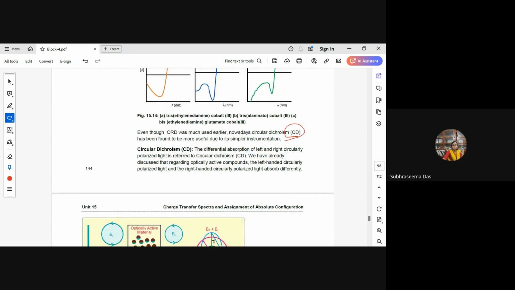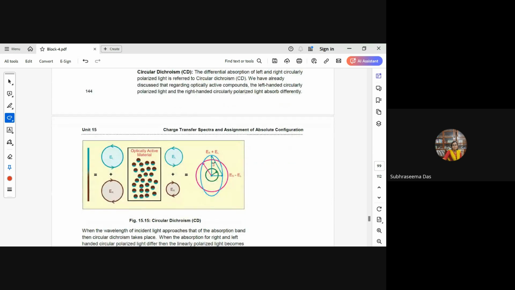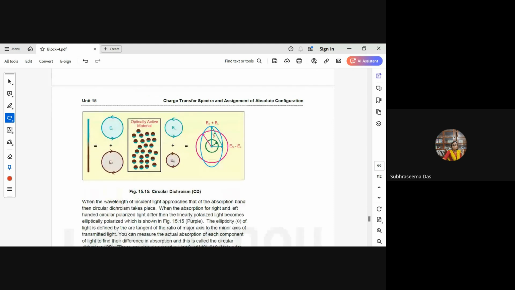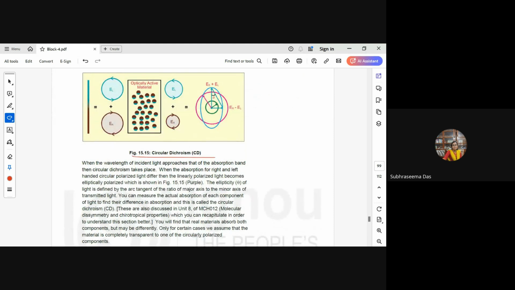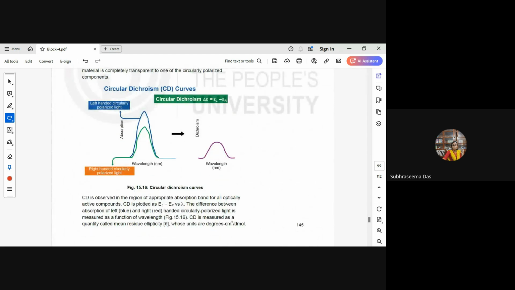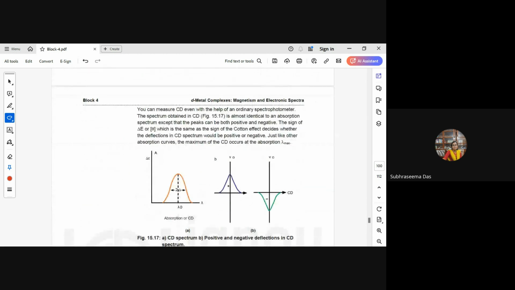It is a very simple instrument, and it focuses on the differential absorption of left and right circularly polarized light. Now we know the major working of this in figure 15.5. It shows the working of a CD, that is, circular dichroism. Here the circular dichroism curves for right-handed and left-handed polarized light are shown. Now we can measure CD with the help of a normal spectrophotometer.